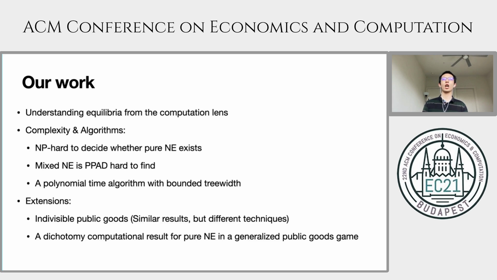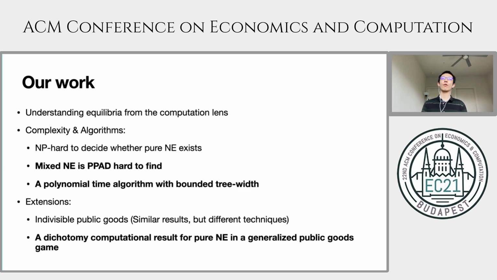We also have some extensions. We provide similar results for the divisible version of the problem. The results are similar, but the techniques are different. And we also generalize the public goods game to more general monotone utility functions than the step function we discussed before, and we prove our complexity dichotomy result for the existence of pure Nash equilibrium.